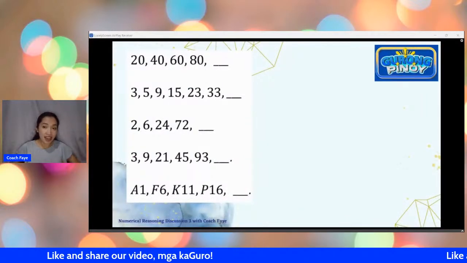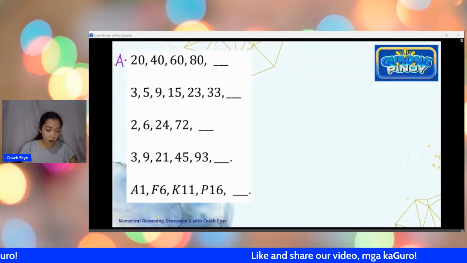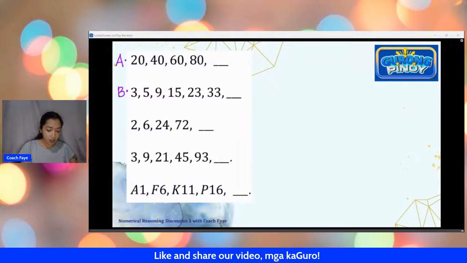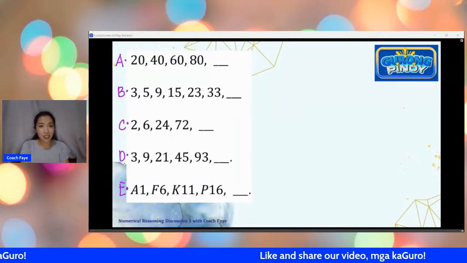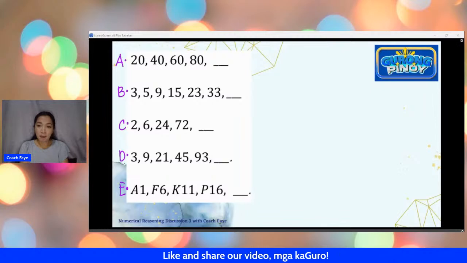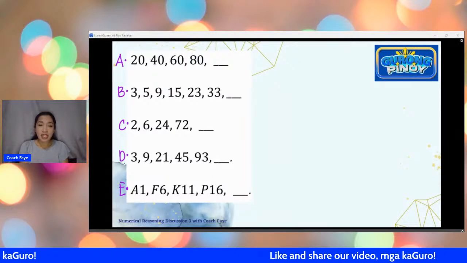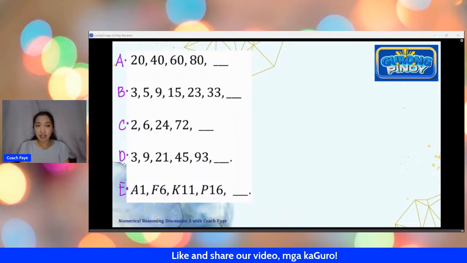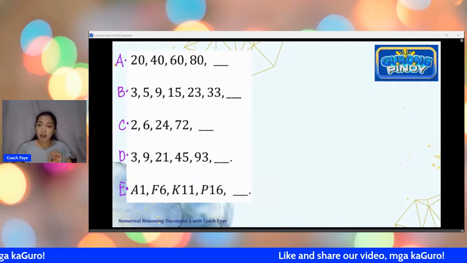Now, let's try a few items here so we can check if we are okay with the pattern items. If you are sharing your answers in the comment section, please include the letter of the item so we don't get confused about which item your answer is for. Please do share your answers in our comment section so we can see your pace, and I can also adjust my pace if we need more time, or more discussion, or if our pace is okay.